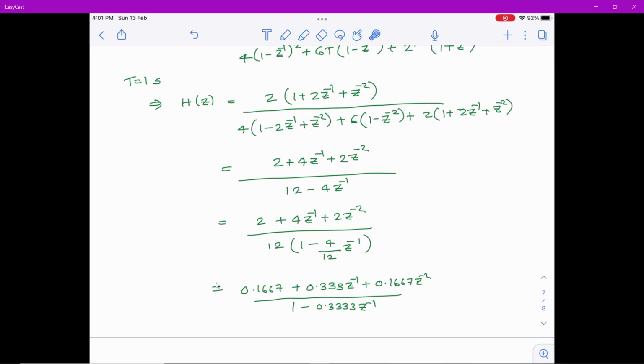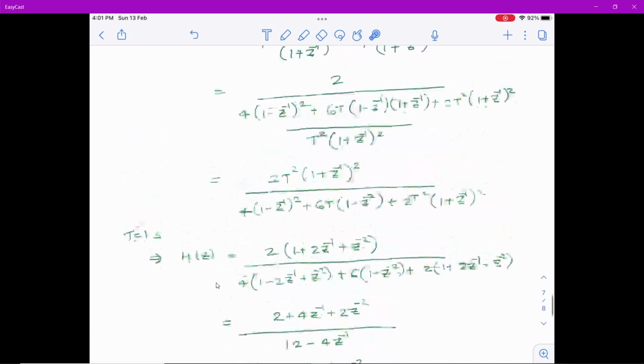So in bilinear transformation, make sure that you know how to simplify things. That is very important. You can do it only if you try out as many problems as possible. Okay, so this is bilinear transformation.